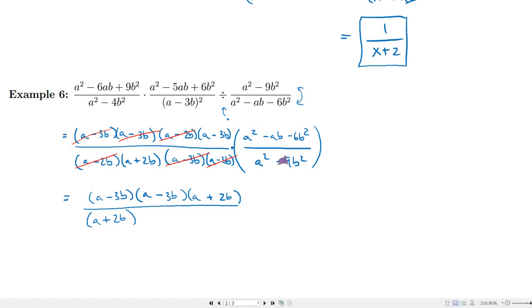And then here we have a difference of squares, which is a minus 3b, a plus 3b. Okay, then we should be able to reduce a little more. So the a minus 3b, there's no more. A plus 2b, there is one here. So a plus 2b, a plus 2b. And that looks like we finally get our answer, a minus 3b divided by a plus 3b.